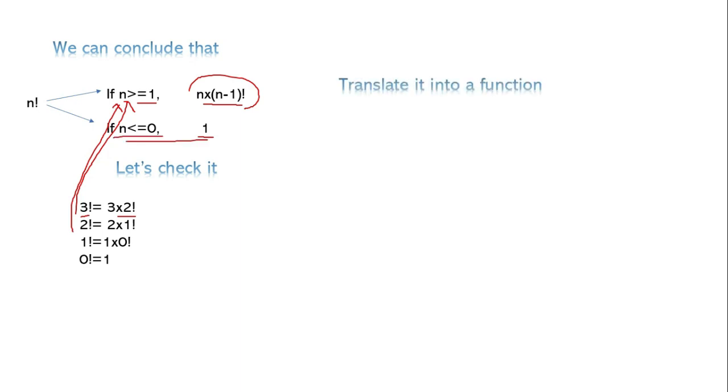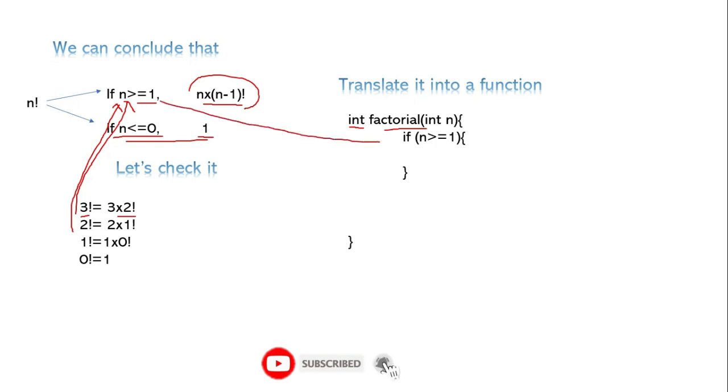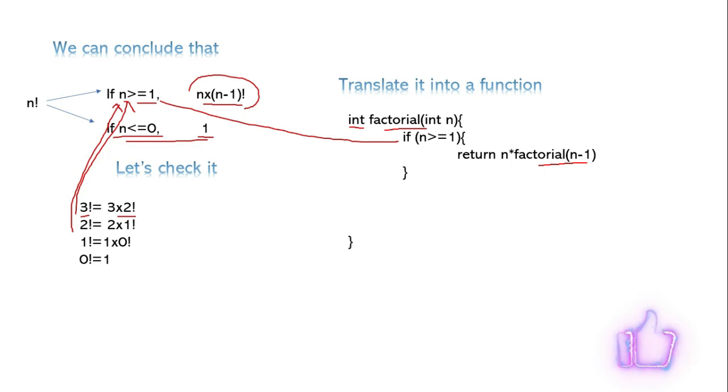Now let's translate it into a function. At first, you need to write the name of the function, which is factorial here, then the return value, and then the parameter that we want to take, which is the number that you want to calculate. Then here we check if n is greater than or equal to 1, and if so, we return n times a call to the function again. Otherwise, when n is less than or equal to 0, we return 1. This we call the base case or terminating condition, and this one we call the recursive case.